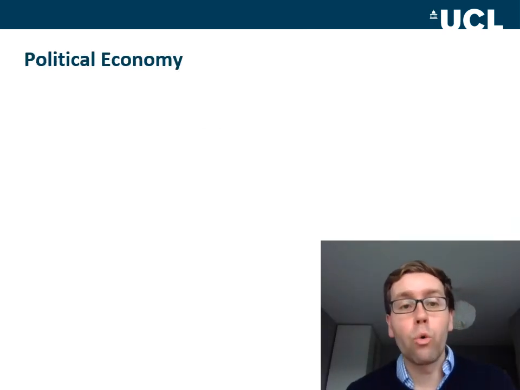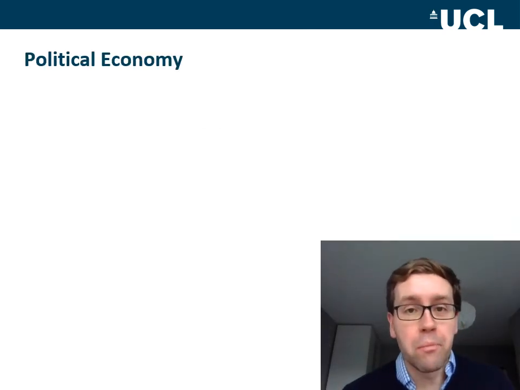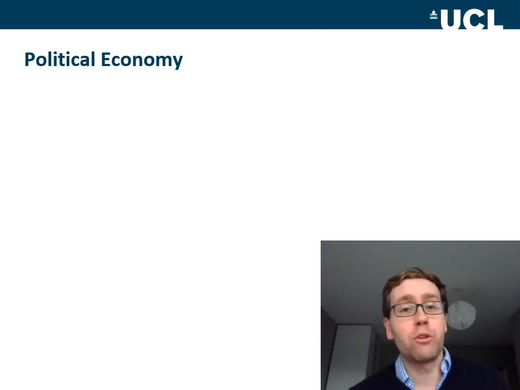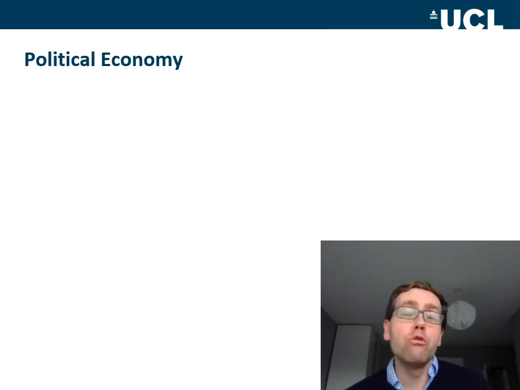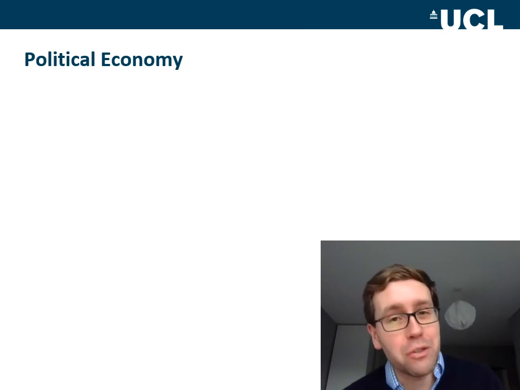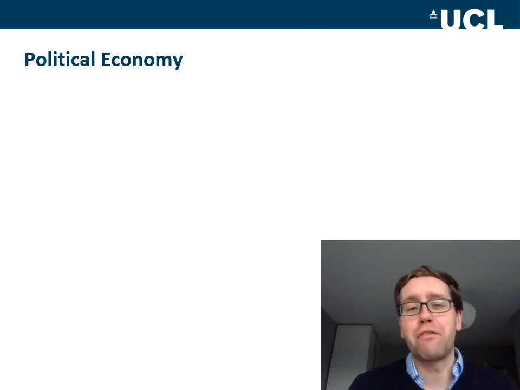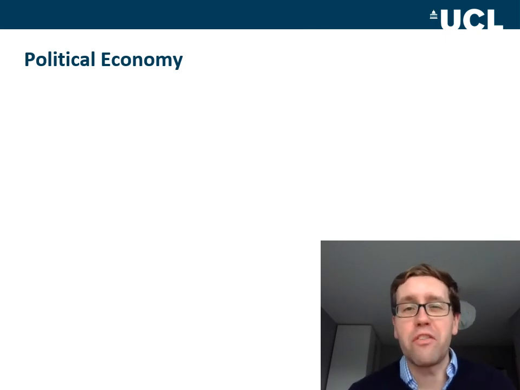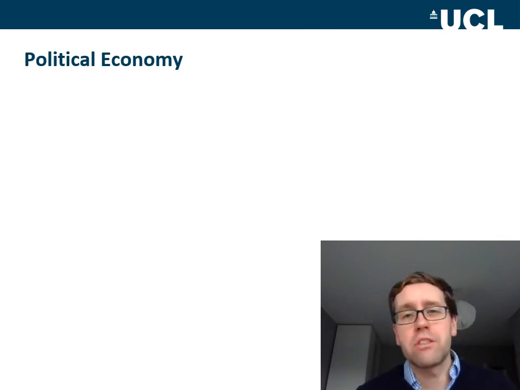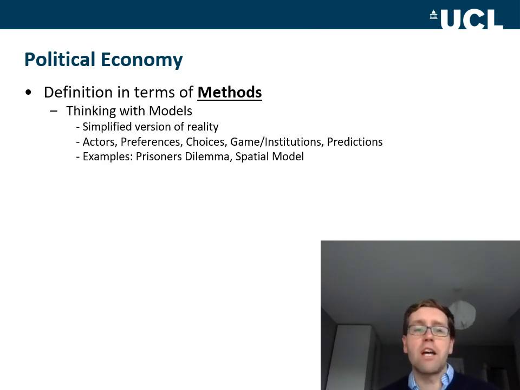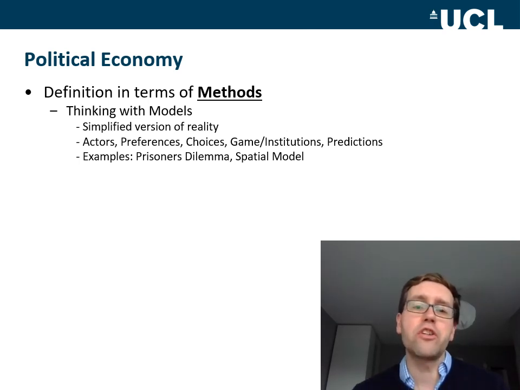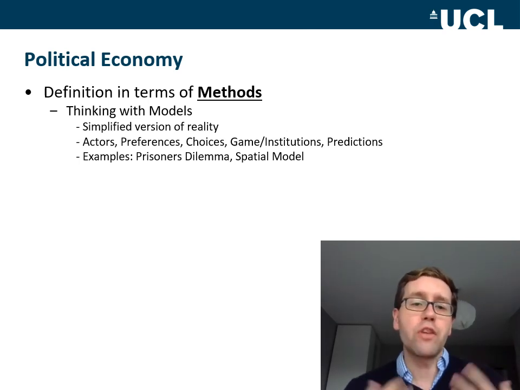Okay, so what is political economy? You will be shocked to hear that I'm not so sure either. It can be lots of things to lots of people. There are two traditional definitions. One is more in terms of methods, and that's because economists started using theoretical models before political scientists did. So this is a definition in terms of methods: you can think about it as thinking with models.